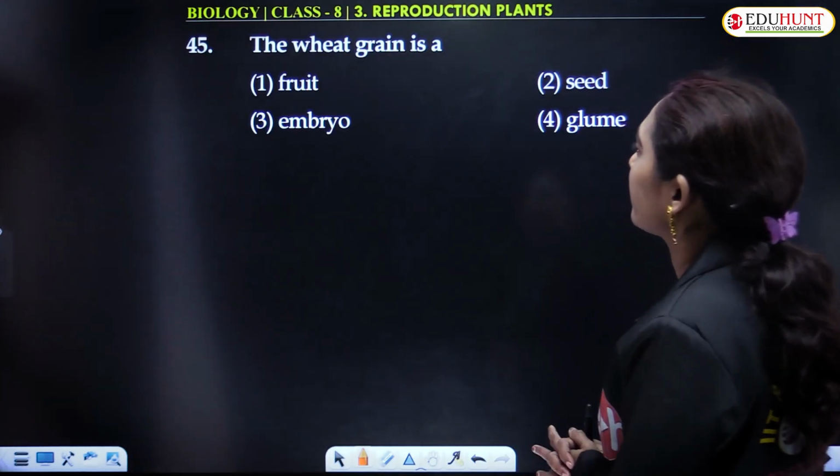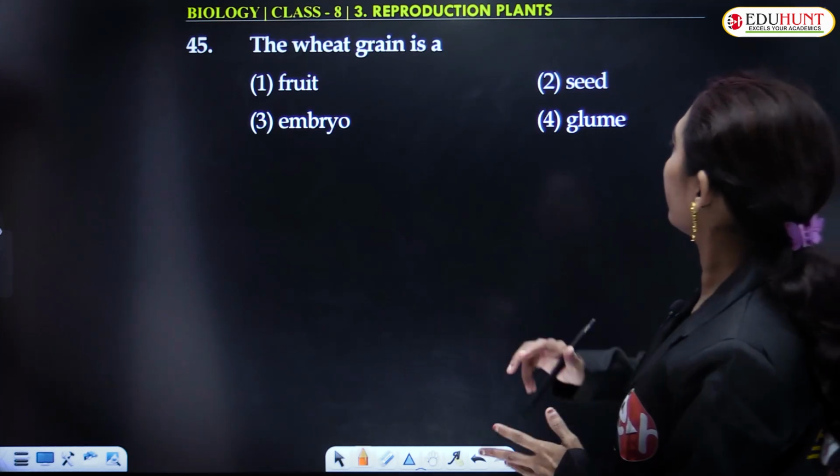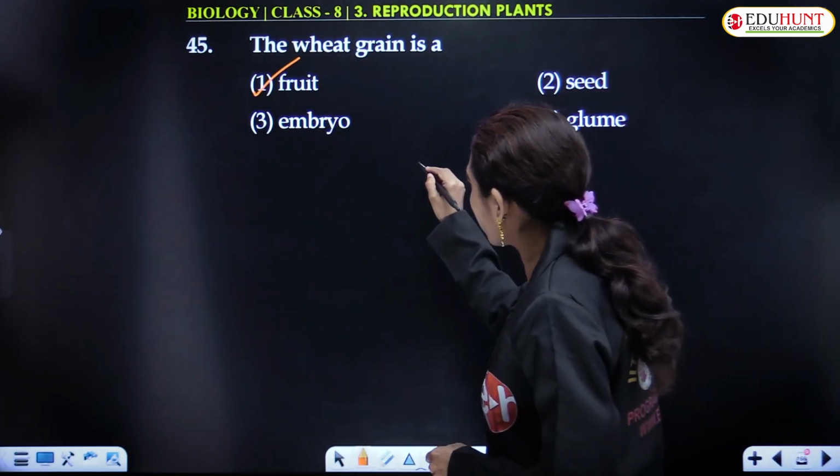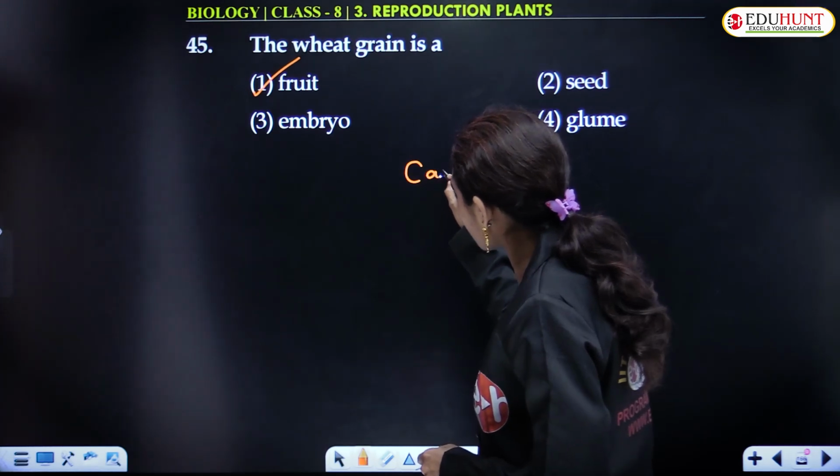The wheat grain is a fruit. The fruit is named as Caryopsis.